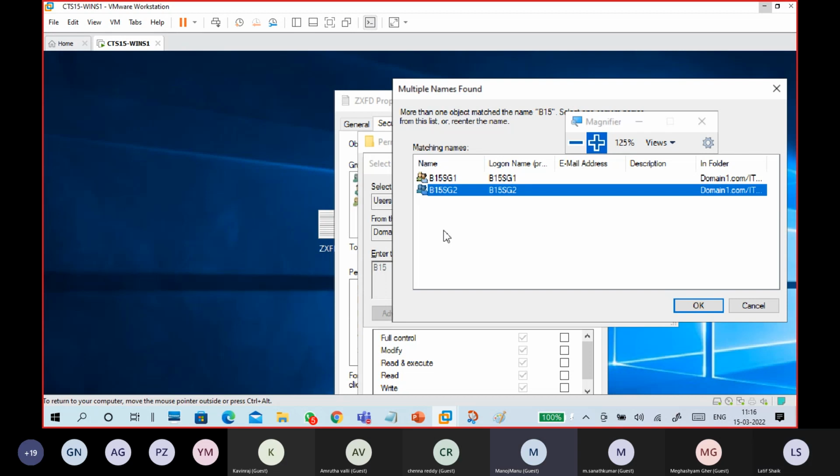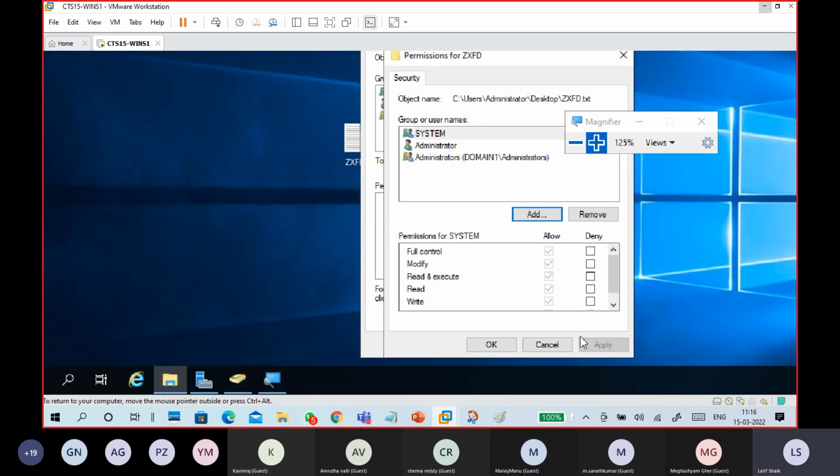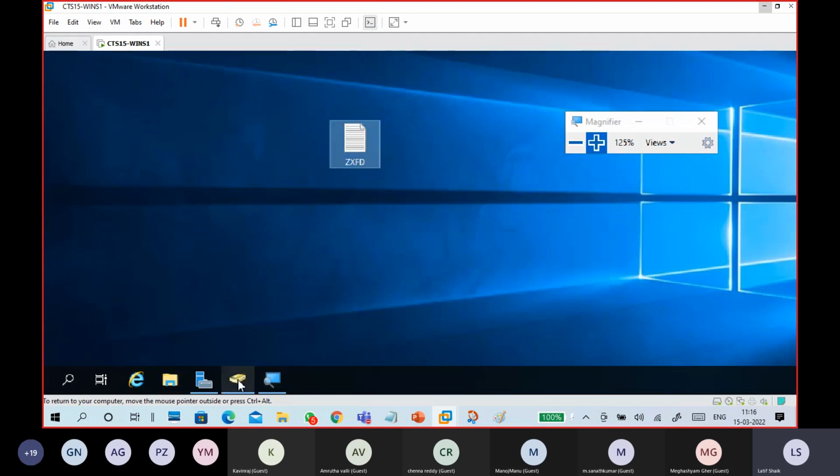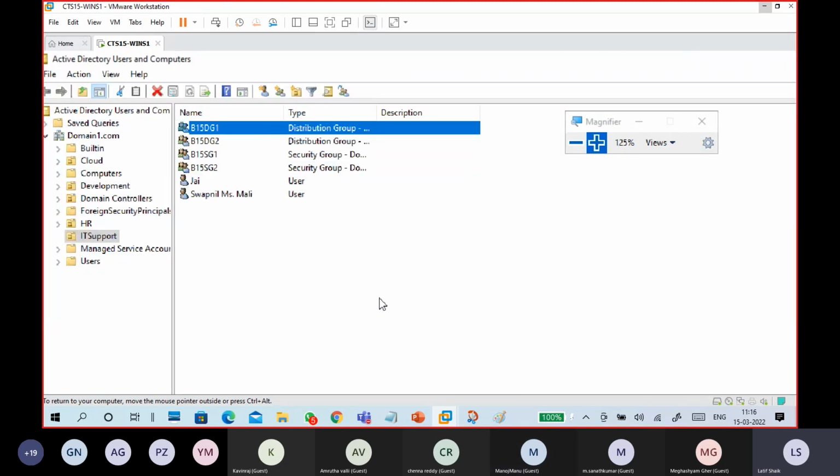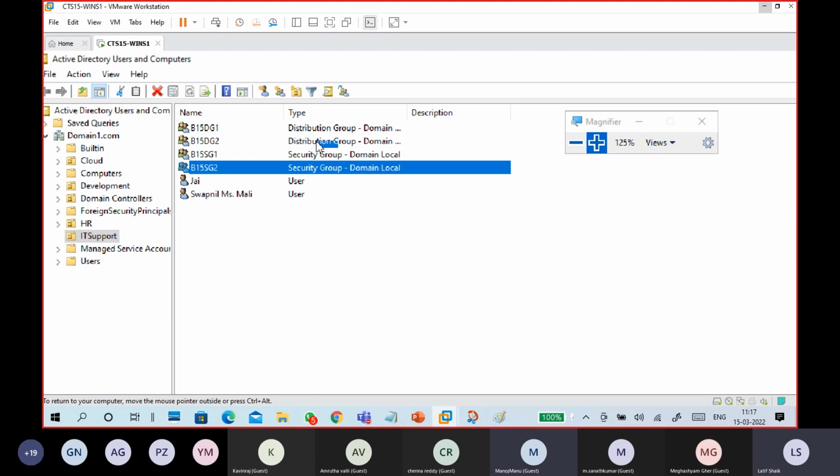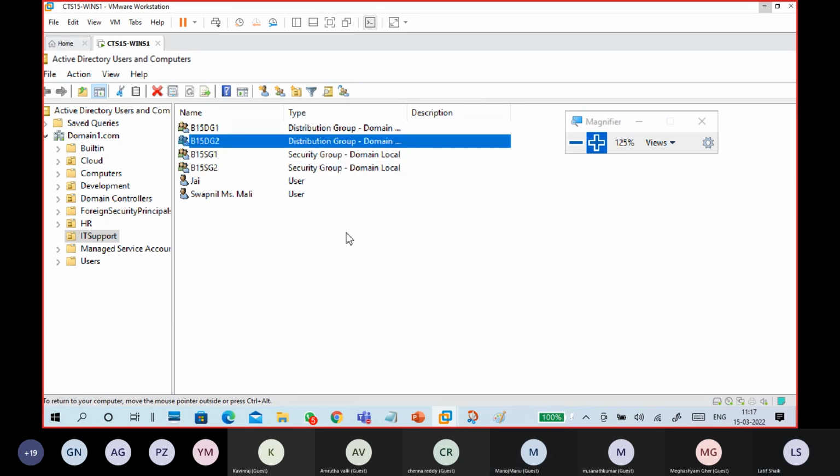I think you will give the security to that folder, sir. So DG1 is a distribution group, right? Distribution groups don't have SIDs. You can't give permissions to DG1. Okay, understand, guys? The difference between a security group and a distribution group. Very good.